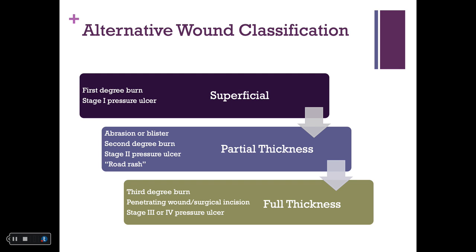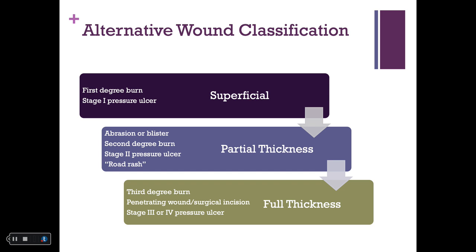In addition to talking about the staging, you may also hear people talk about a more descriptive type of depth description. So you might hear someone say a superficial wound. Again, those are generally the ones that just affect the epidermis. So those are going to be your burns. Pressure ulcers are related to sitting in one place, especially if you have a bony prominence or something that's rubbing and causing friction. And again, it would just be a sore on that outermost layer.